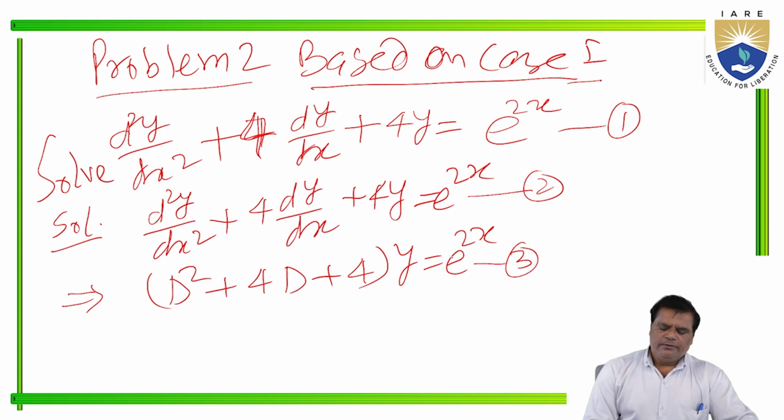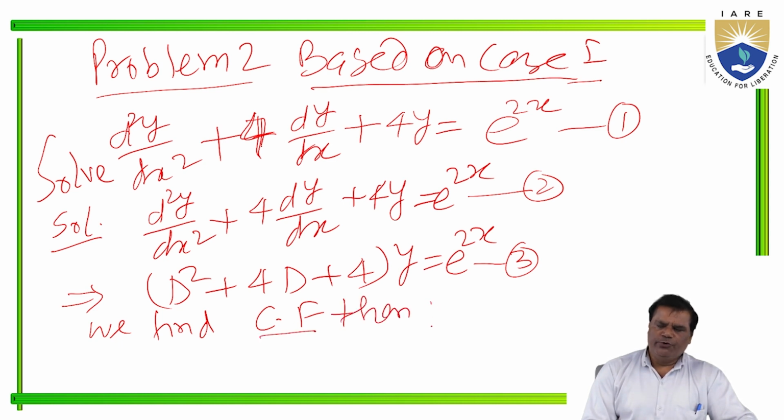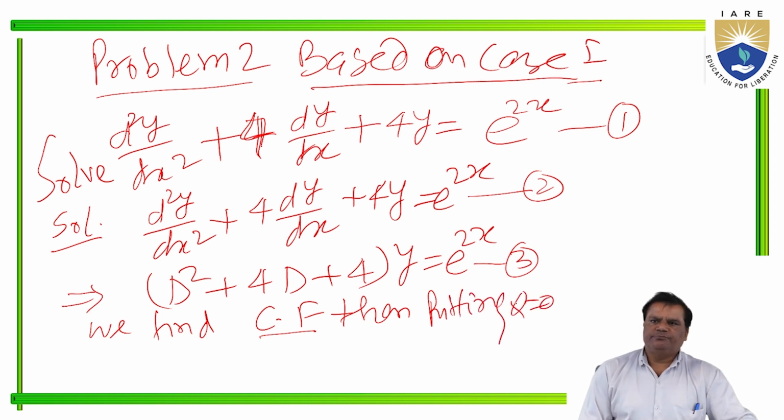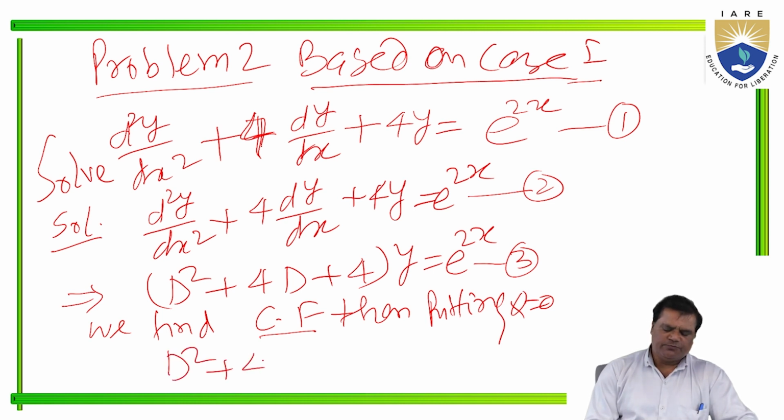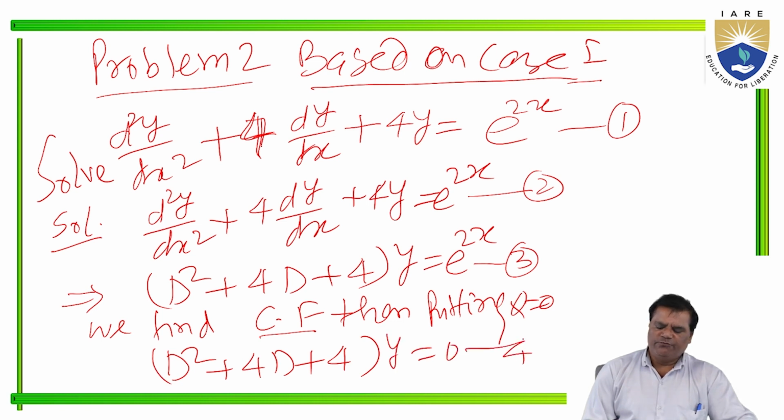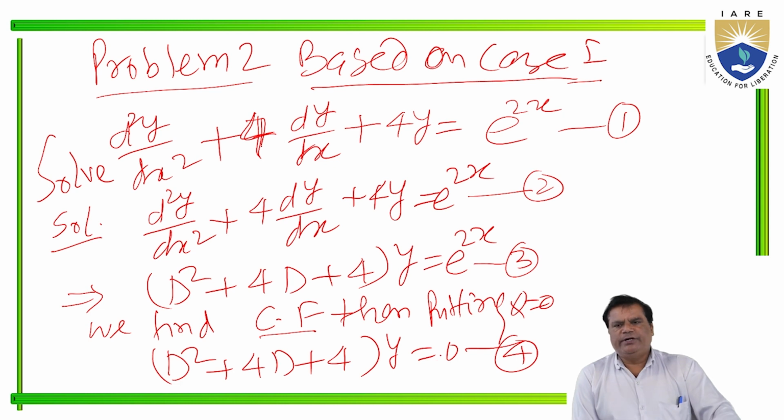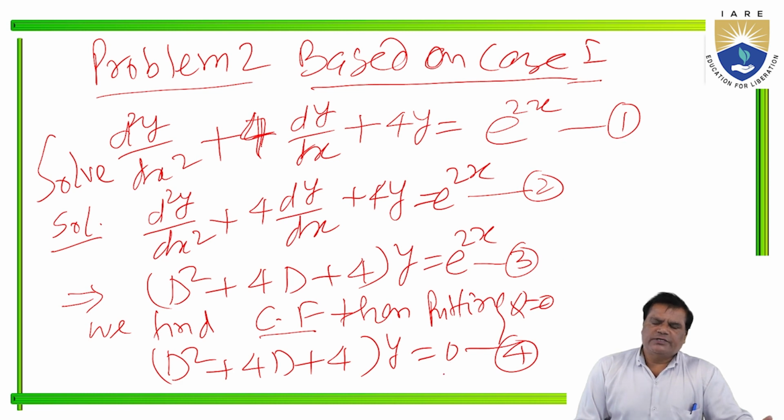Now first we find the complementary function, CF. To find CF, we put Q equal to 0, taking the right hand side as 0. Then our equation is D square plus 4D plus 4, into y, is equal to 0. This is equation 4. When we write Q equal to 0, then we can find the complementary function. Otherwise not.